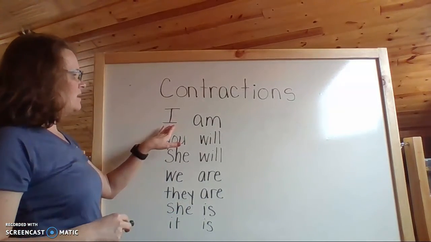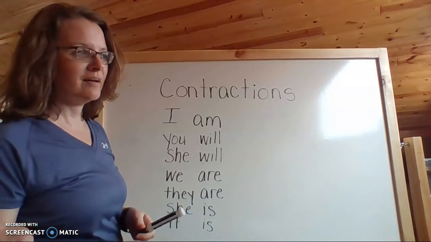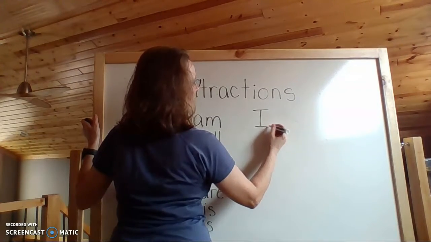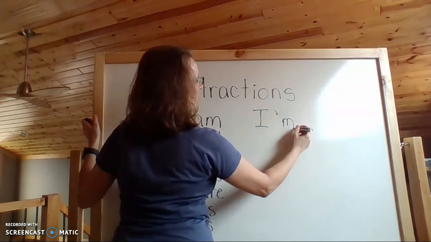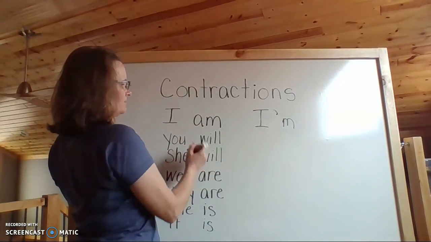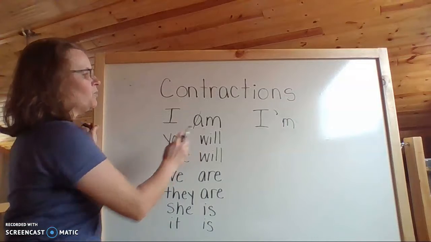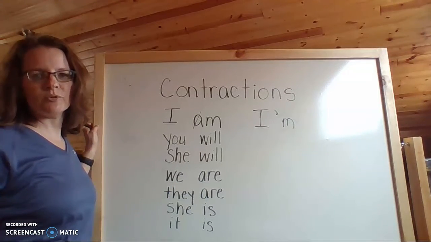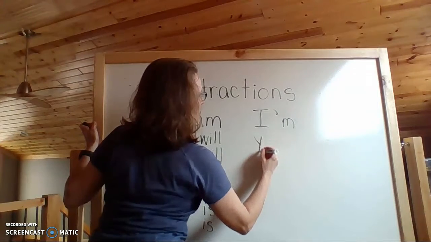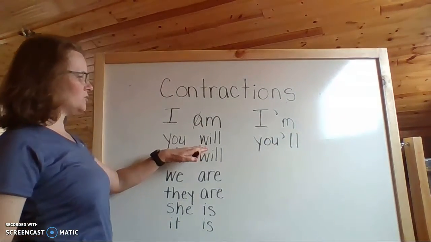Let's just review though. For I am, the contraction would be, I hope you're saying it, I'm. Remember, we need a capital I, apostrophe M. So what does the apostrophe take the place of? What letter does it kick out? Kicks out the A. All right, next we have you will. So we put those together into a contraction. It is you'll. Y-O-U apostrophe L-L.